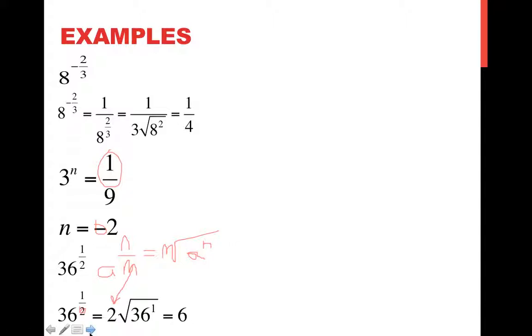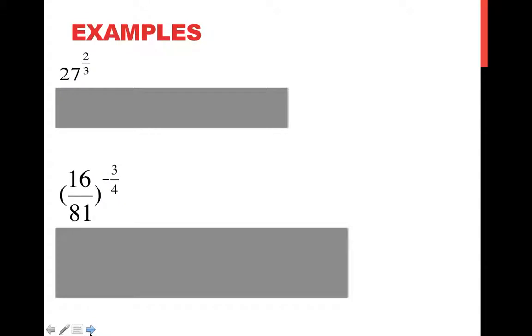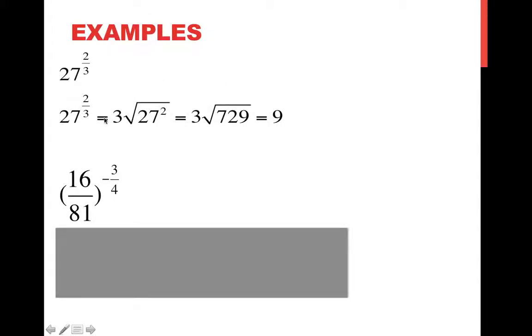Right, moving on to the next one, the last ones. 27 to the 2 over 3. Exactly the same rule as we just did. Again, 27 squared, 729. You'll probably be expected to do this one on a calculator, but always show your working out like this just in case it's on a non-calculator paper so you know what to do. And then we get 9, because 9 is over 3, so 9.